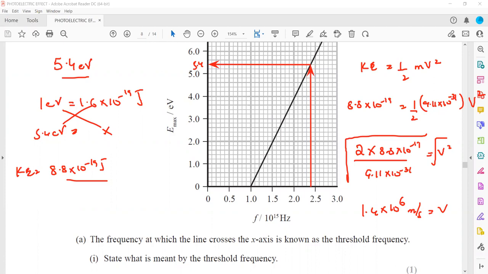surface. Is this part clear? Yes, sir, the calculation. Okay.